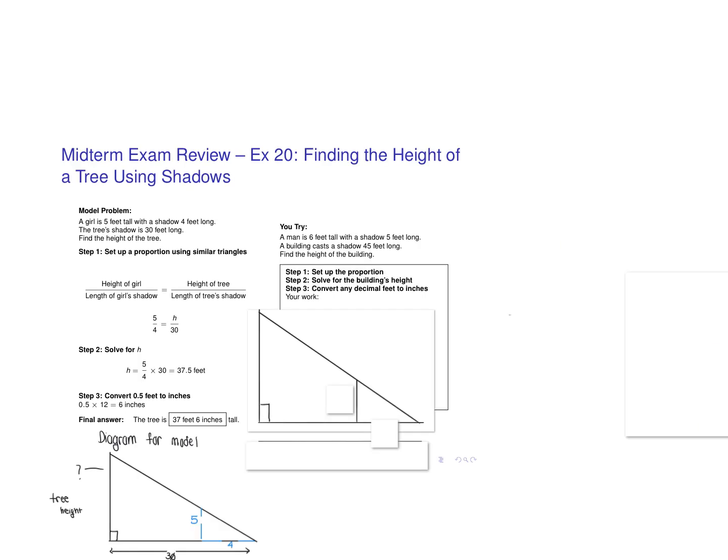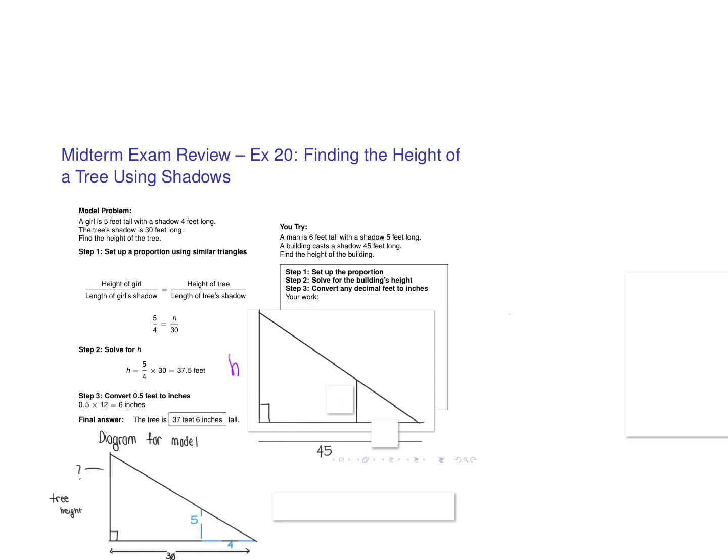So in this question, it says a man is 6 feet tall with a shadow 5 feet long. A building casts a shadow that's 45 feet long, so find the height of the building. So this here is the height of the building. We don't know what it is. And then this part here is the shadow of the building. That's going to be 45.